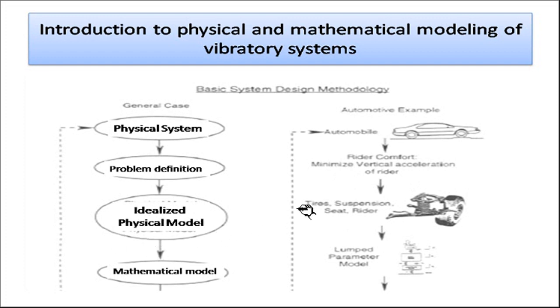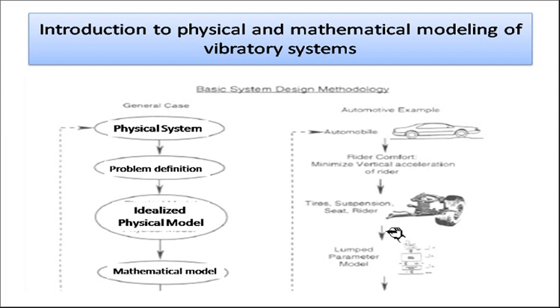Idealizing the physical model means deciding which are the different components of this main system which are responsible for giving this output. That means if we expect rider comfort, which components in this system are going to provide the comfort to the rider? That is nothing but the tires, the suspension system, the seat, and the rider itself. So these are the different components.